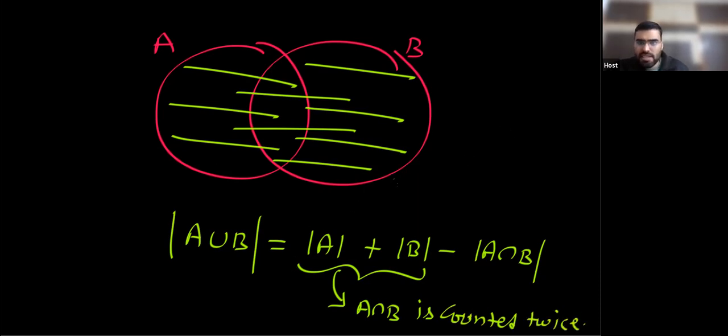So finally, what is the maximum value of A union B? If I ask you, what is the maximum cardinality of A union B? We will get maximum cardinality when they are disjoint. Yes or no? When they are disjoint, then we will get maximum cardinality. And what is the minimum cardinality? Can anyone tell me? Minimum cardinality.